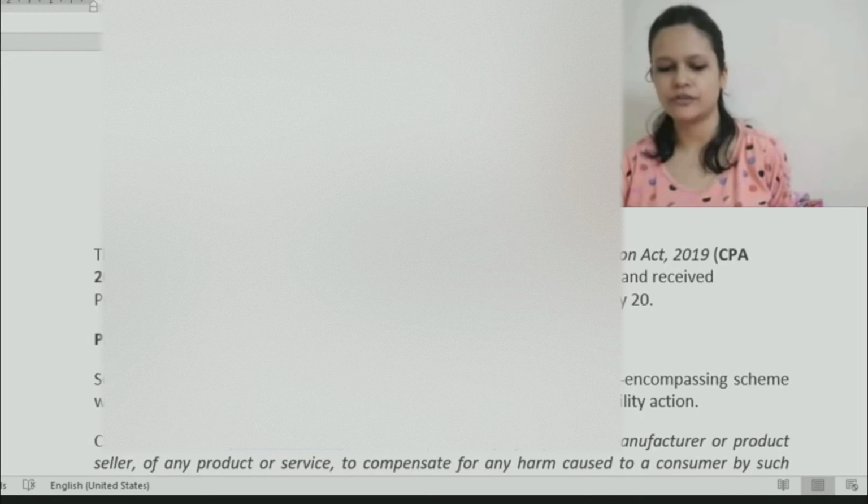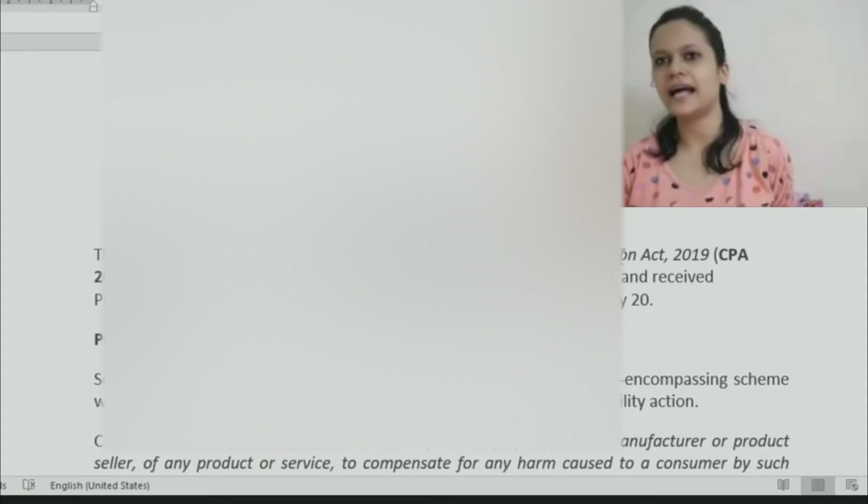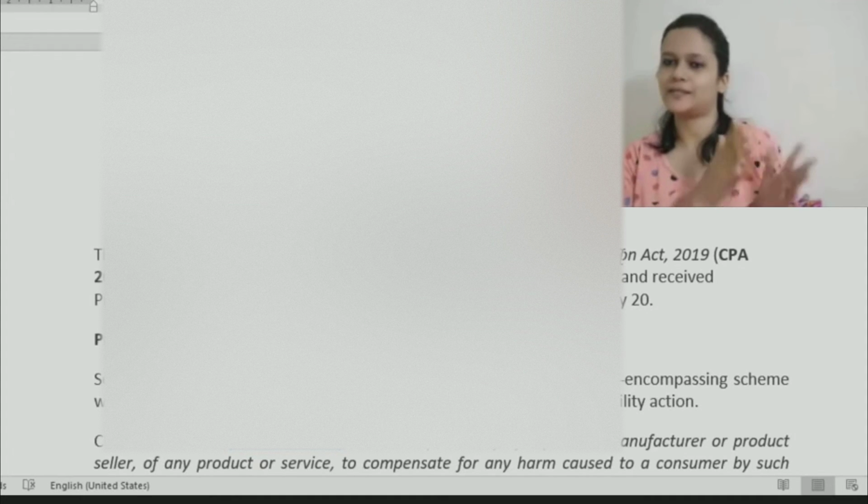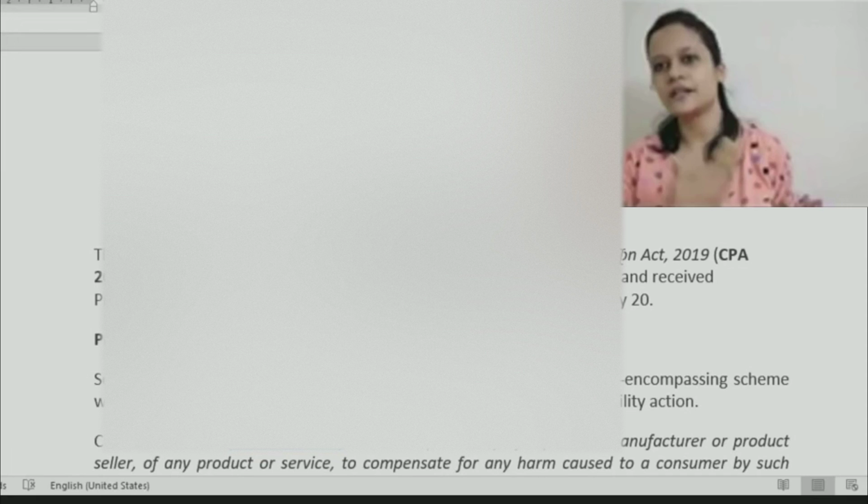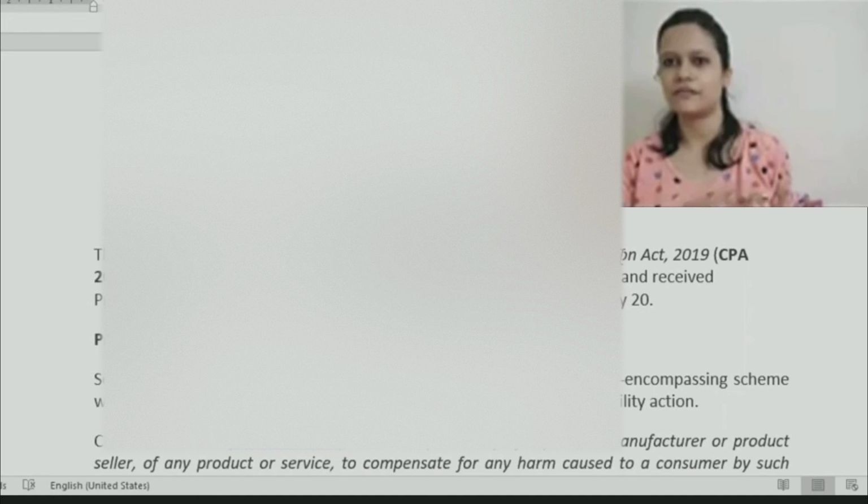So you need to remember the sections plus the chapter, plus the fact that it's a new concept which is being specifically given, so that consumers can ask for this right. They can make the manufacturer, the seller, the service provider liable for any sort of defect in the product.